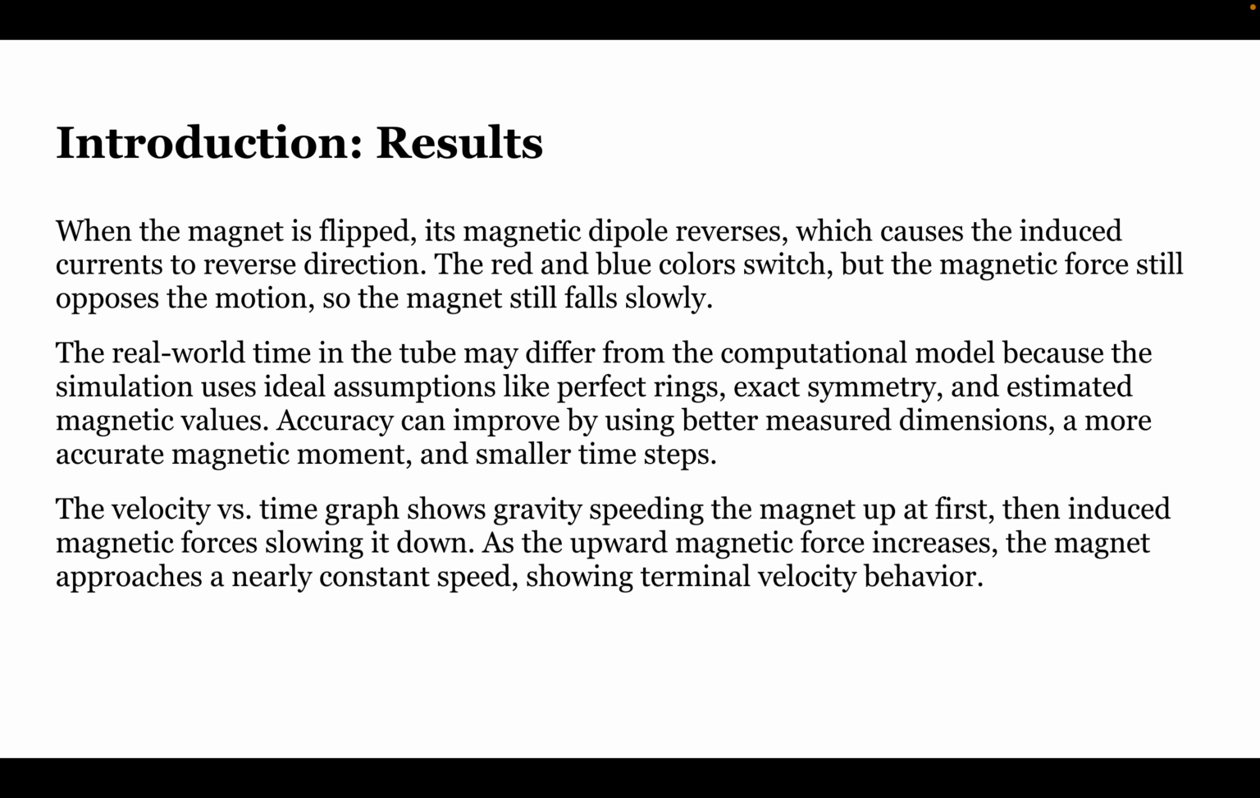The velocity versus time graph shows gravity speeding the magnet up at first, then the induced magnetic force slowing it down. As the upward magnetic force increases, the magnet approaches a nearly constant speed.